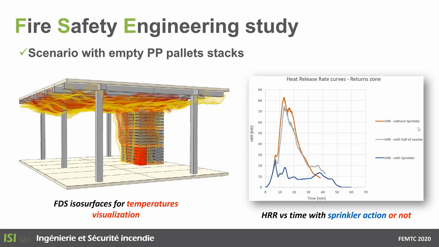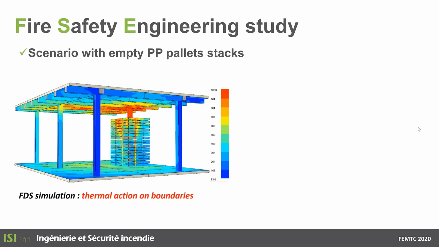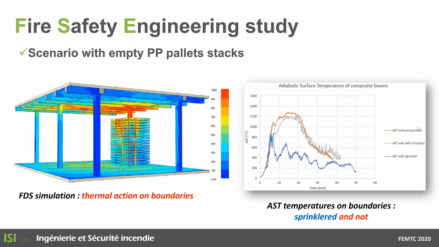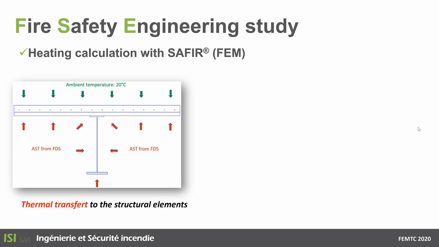Again, we see the thermal action on boundaries with temperature up to 1000 degrees without sprinkler. You can see that you can reach 1200 degrees without sprinkler and only 800 degrees with the sprinkler action. Once we have this adiabatic temperature taken from FDS, we have to transfer this data to the structure with the temperature that we have extracted.